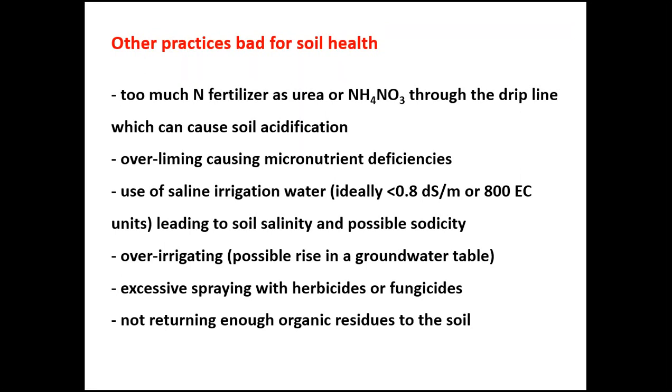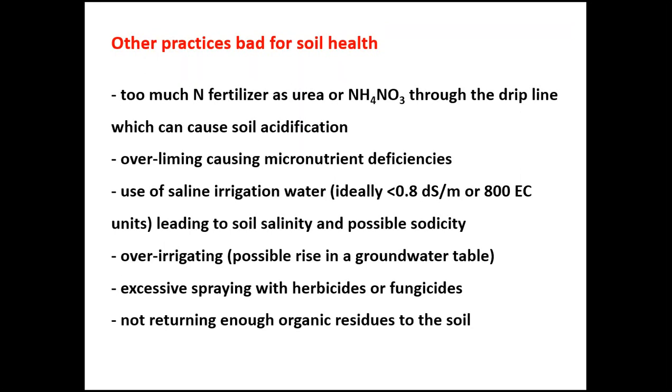Now ideally it should be less than 800 EC, but that's about 500 parts per million, but even less than that is better. And the problem can be that from the sodium that's applied in the irrigation water, you can create a sodicity problem, which is bad for soil structure. Over-irrigating can be a problem through a possible rise in the groundwater table.